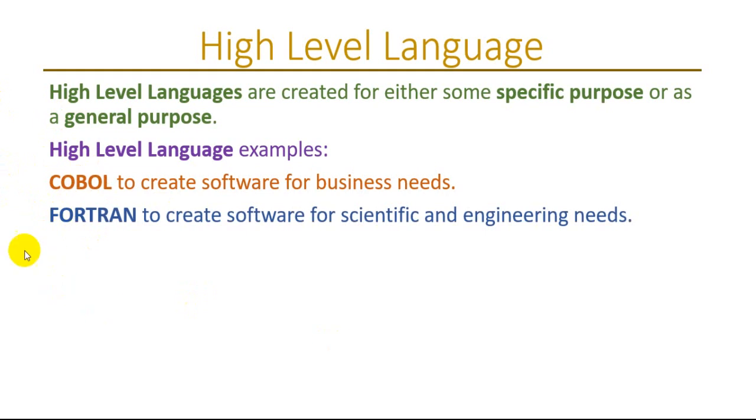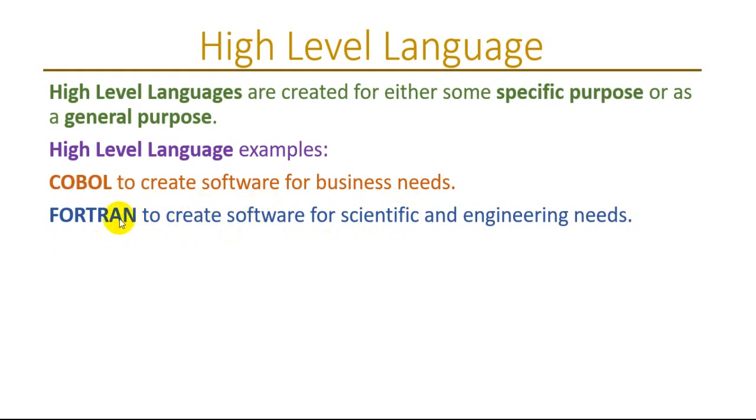Next we have Fortran, again an old high level programming language. This was created for scientific and engineering purposes. This language had a lot of features to do various types of calculations, sine, cosine, tan, and all those formulas were built into Fortran, so that people who wanted to create a program or software for scientific or engineering purposes found using this language easier than using COBOL.